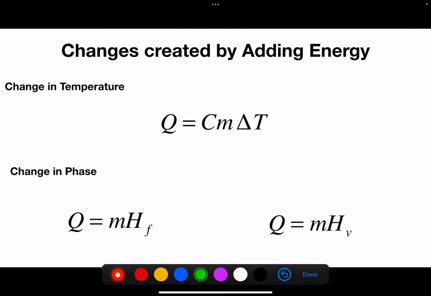So here are the 3 formulas, depending on what you're doing. If you're changing the temperature of your substance, use the formula from the other day. If you're changing the phase, use one of the 2 formulas listed below.